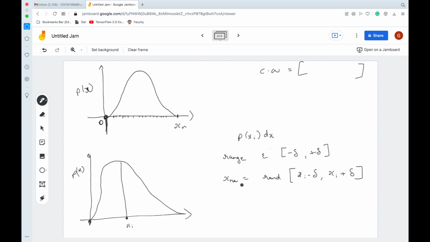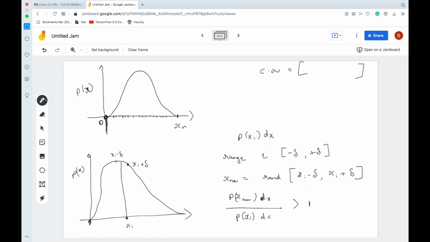Okay, now this is xi plus delta, this is xi minus delta. Now if x new, if this is the probability of occurrence of points in the neighborhood of x new dx, okay, if I divide it by p xi dx, now if this quantity is greater than 1, what does it imply?